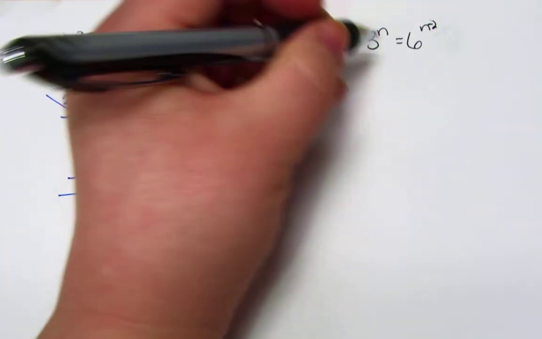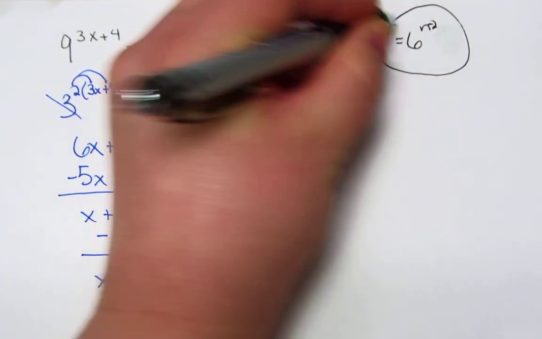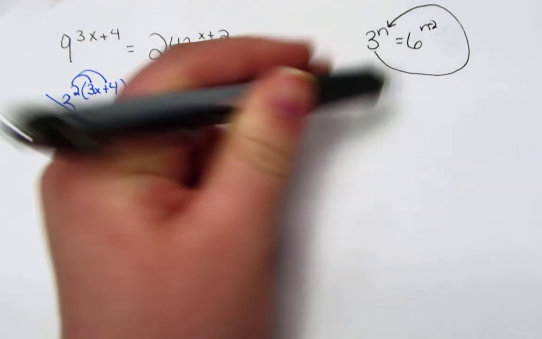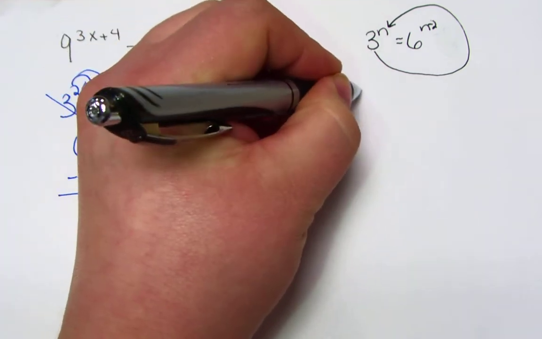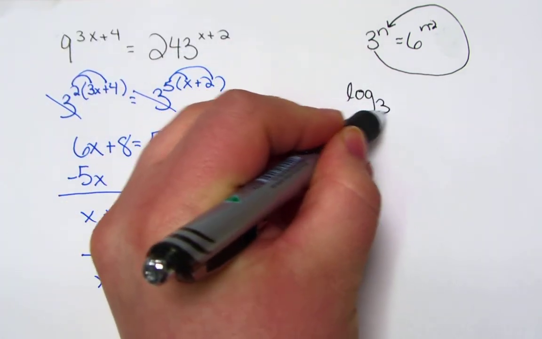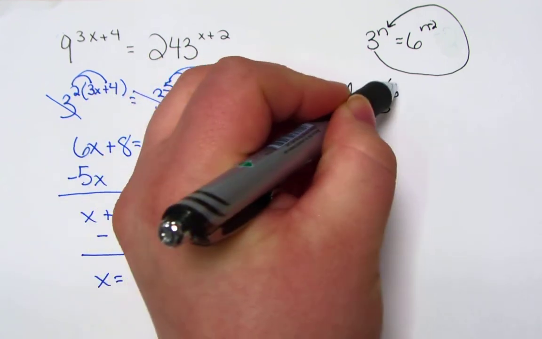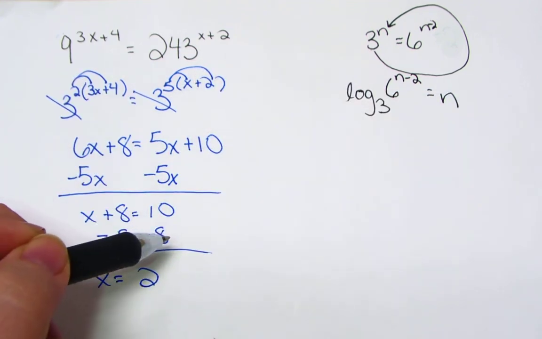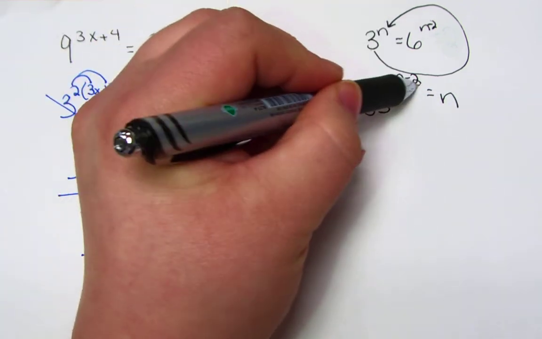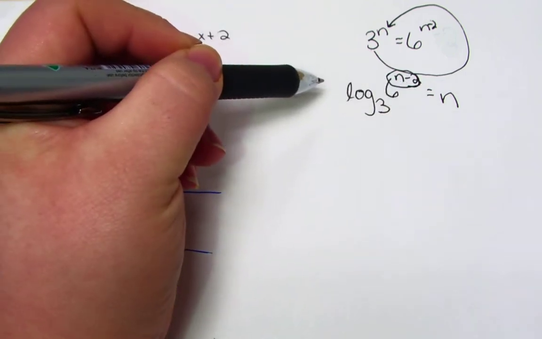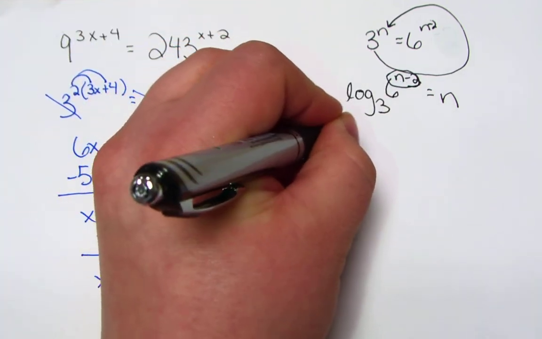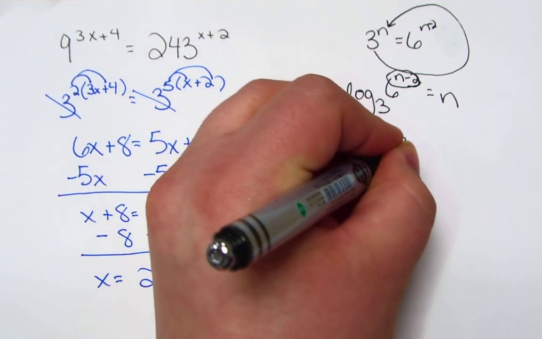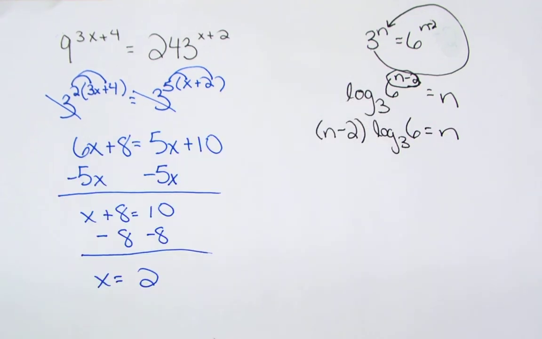You can change this to logs by using your loop. Your loop always starts at the base, goes straight around the equal sign, and ends at the number next to it. So I have log with a base of 3 of 6 to the n minus 2 equals n. When you rewrite it like this, the whole exponent has to go in front according to the power property. So I have n minus 2 directly in front. Log base 3 of 6 equals n.